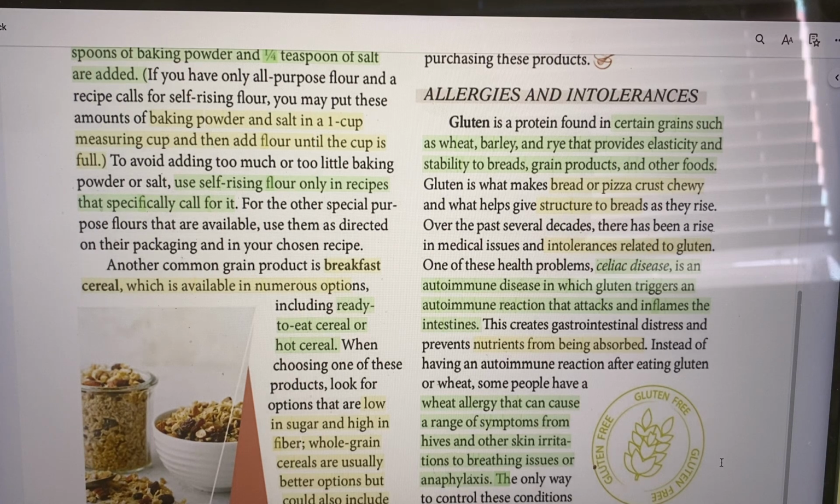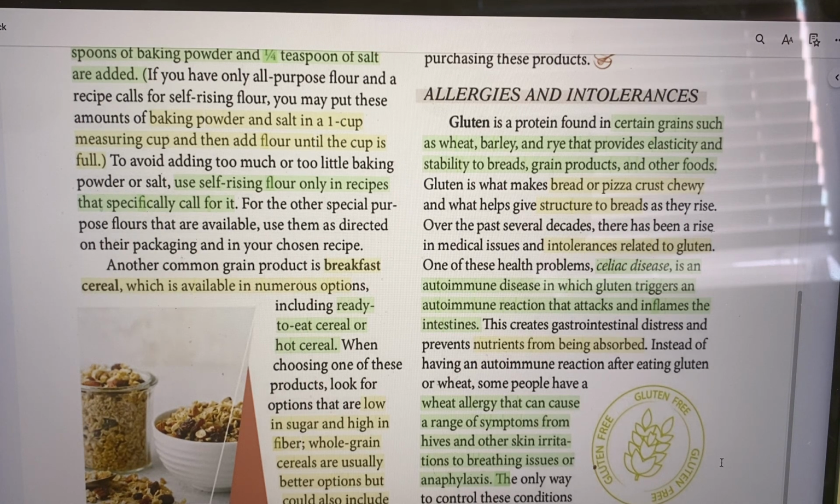So gluten is what makes bread or pizza crust very chewy, and it helps to give structure to breads as they rise. But over the last few decades, there's been a rise in medical intolerances related to gluten. So a lot of people are intolerant to gluten, and it's in all these breads and all these grains. So one of these health problems is called celiac disease, and it's an autoimmune disease in which the gluten triggers an autoimmune reaction that attacks and inflames the intestines. So their intestines are inflamed with this celiac disease with gluten intolerance.